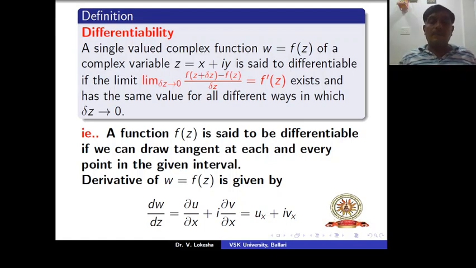And the derivative of w is equal to f of z is given by, because w is equal to u plus iv, then dw by dz is dou u by dou x plus i times dou v by dou x, that can be represented as u x plus i times v x, because u and v are functions of x and y.